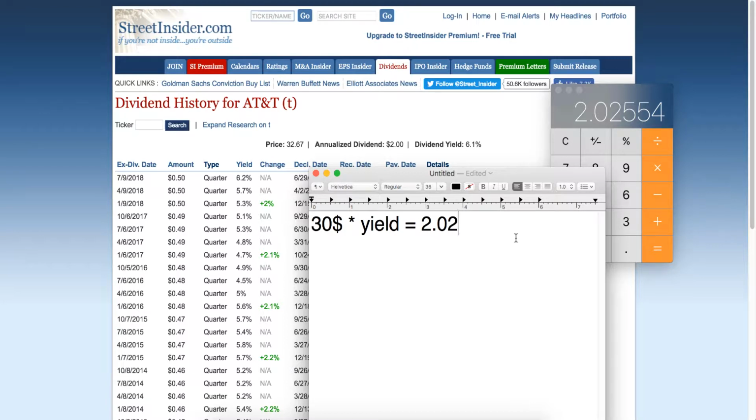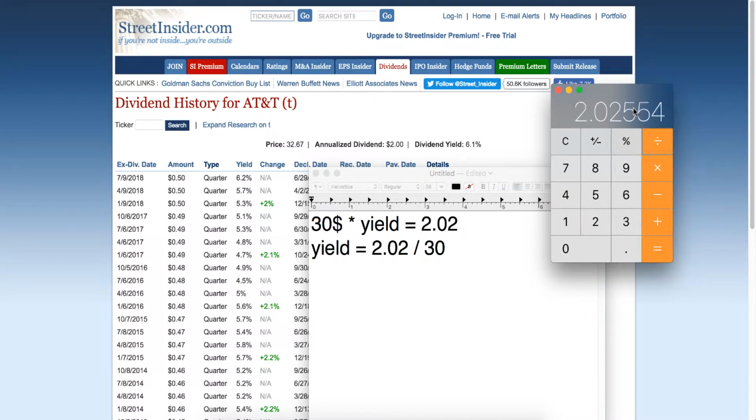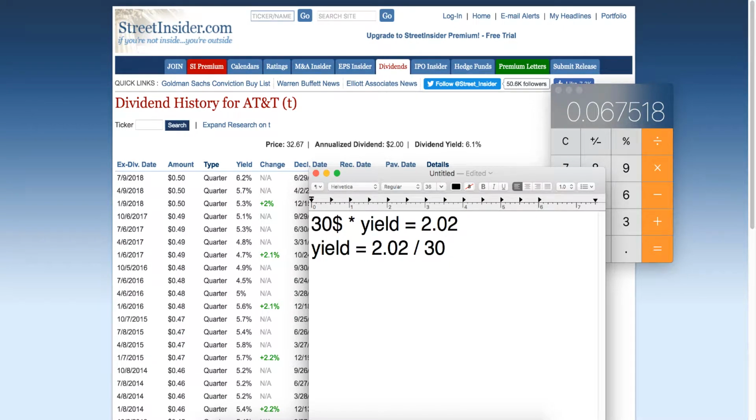So in order to find the actual yield, we could do this calculation, right? If we do this divided by 30, it's going to come back with 0.0675, which basically is equal to 6.75%, right? So you see that the amount of dollars that we're going to be getting back is basically going to be the same, because the company is going to be paying the same amount of money. I mean, they need to know how much they're paying per year or per quarter, right?